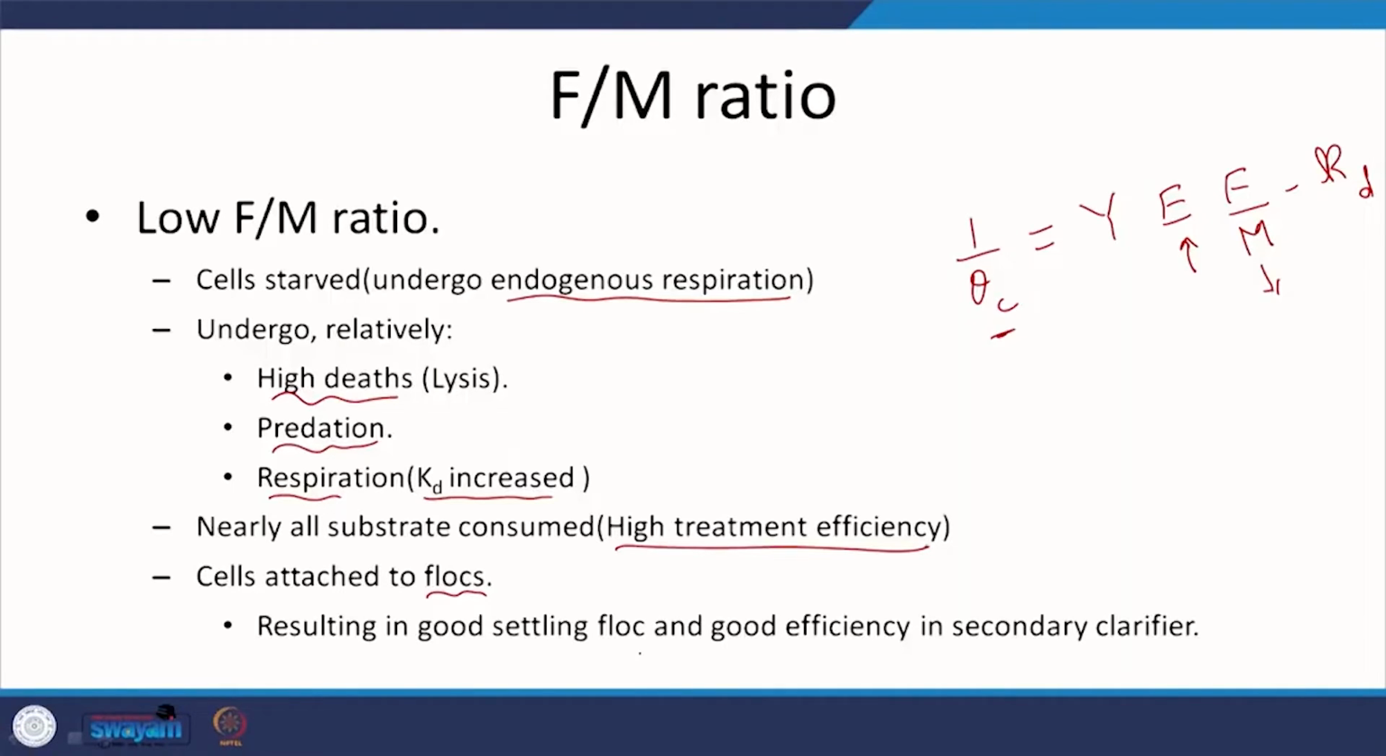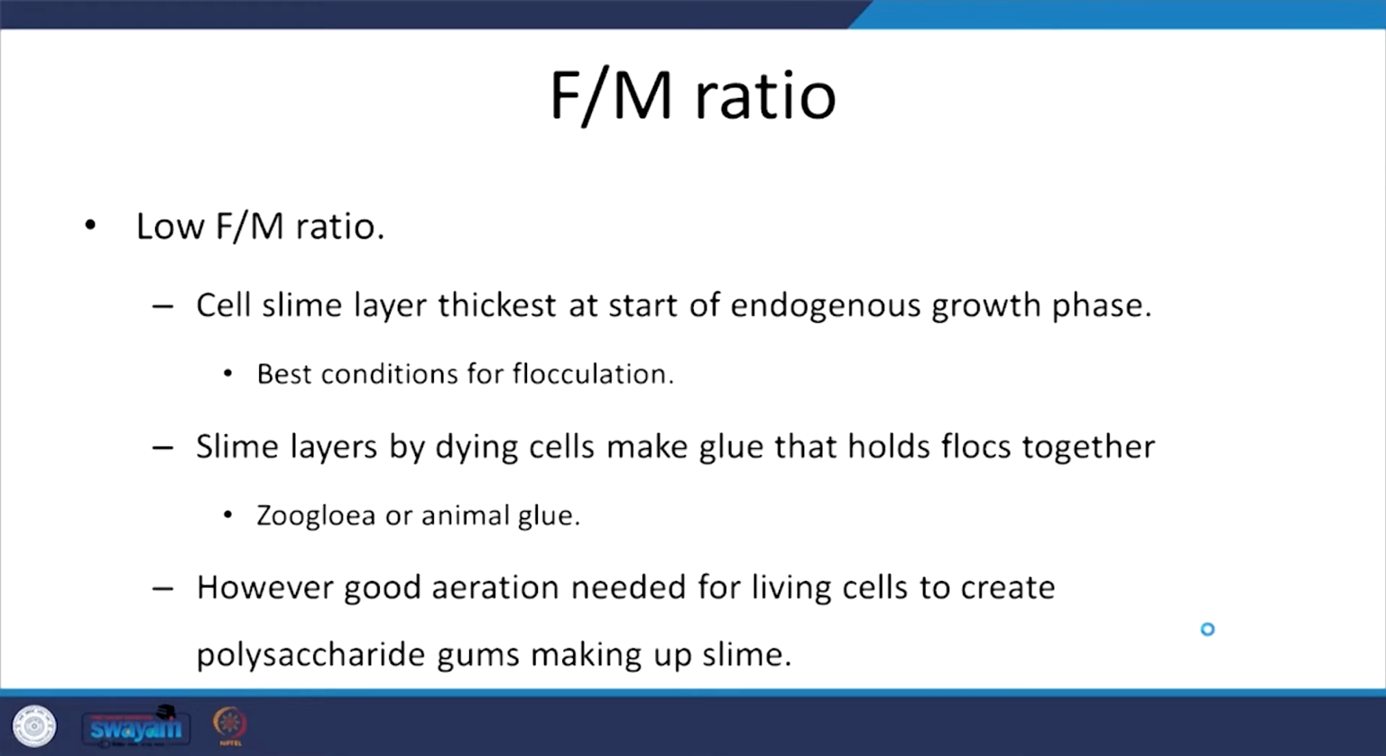So it results in good settling flock and thus good efficiency in the secondary clarifier. Let's see if we have some pictures. Okay, we'll come by that later. So the cell slime layer is thickest at the start of the endogenous growth phase, right, just at the start, and thus that leads to the best conditions for flocculation.